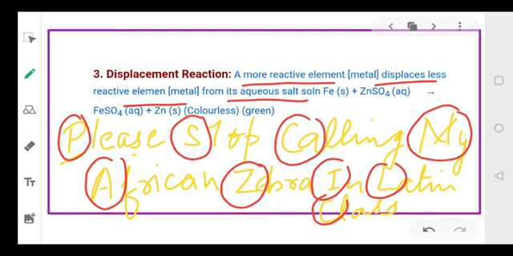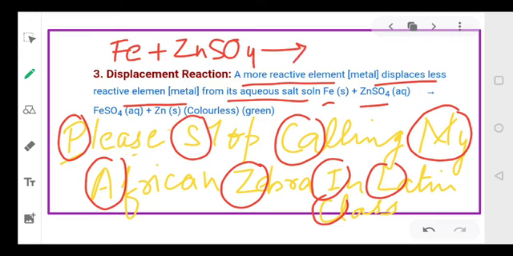So the most important example is Fe will react with ZnSO4. Fe plus ZnSO4 will give you FeSO4 plus Zn, right everyone?